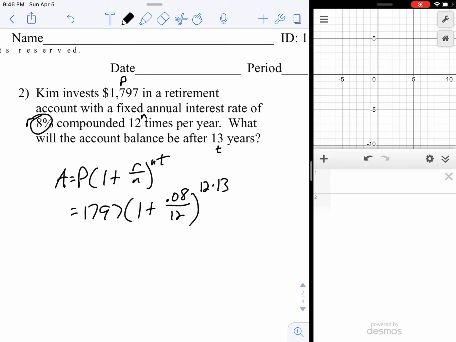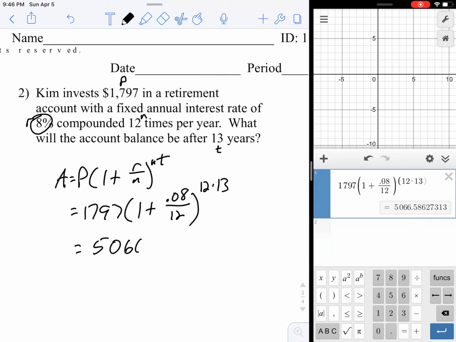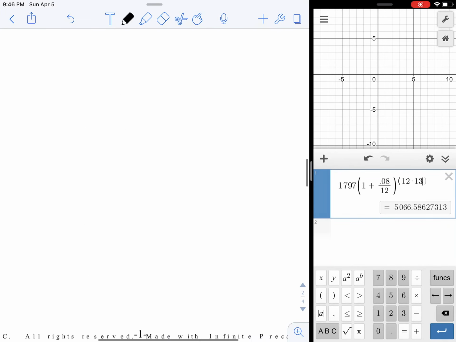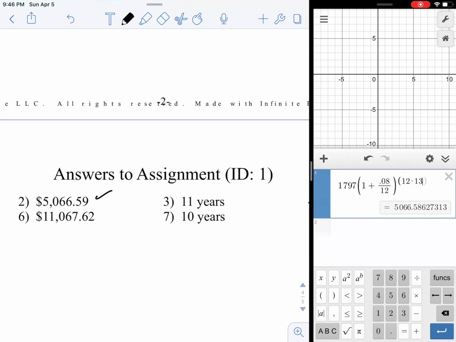These problems are great because, assuming you know how to set up the formula, you just type stuff into the calculator. And you can type it in just as it looks. It's not the sort of thing where you have to type this step in and then write it down and then type in the next thing. You just type the whole thing in. So 12 times 13. And this works out to be $5,066.59. That 8 rounds up to a 9. And let's check number 2 on the answer key. There it is.